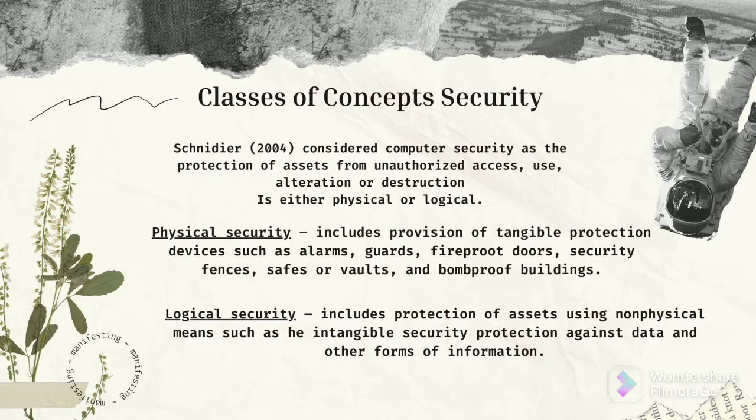It is important for keeping your facilities, people, and assets safe from real-world threats. Logical security includes protection of assets using non-physical means, such as intangible security protection against data and other forms of information. Logical security is the use of software and systems to control and limit access to information, for example antivirus software, passwords, and encryption.